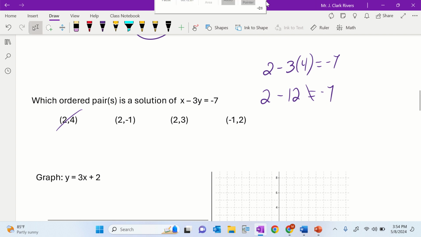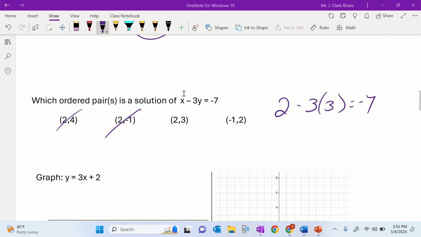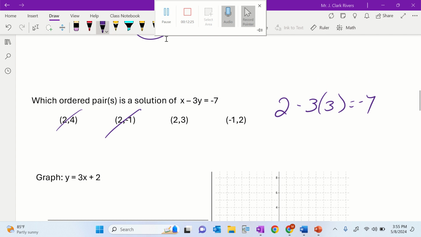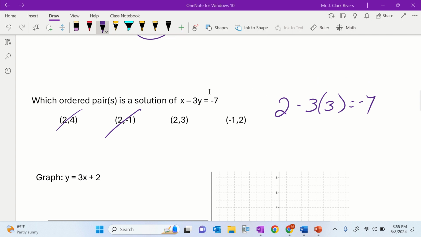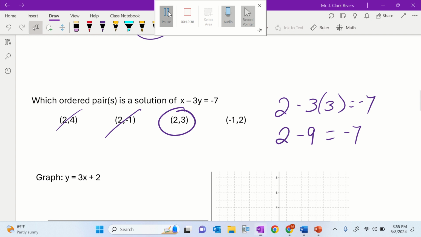2, -1. That's 2 minus 3 times -1. That's 2. All right, negative times a negative is a positive. So we get 3. That's not equal to -7, so that's also not a solution. All right, let's keep going. Next ordered pair, x is 2. 2 minus 3 times y, that's 3 times 3, that's going to give us 9. So we got 2 minus 9. Is that equal to -7? Yes, it is. So that's a solution. Good. Let's try the next one.